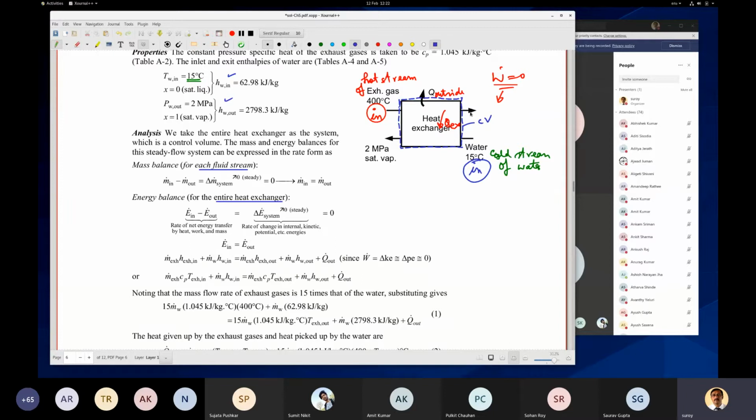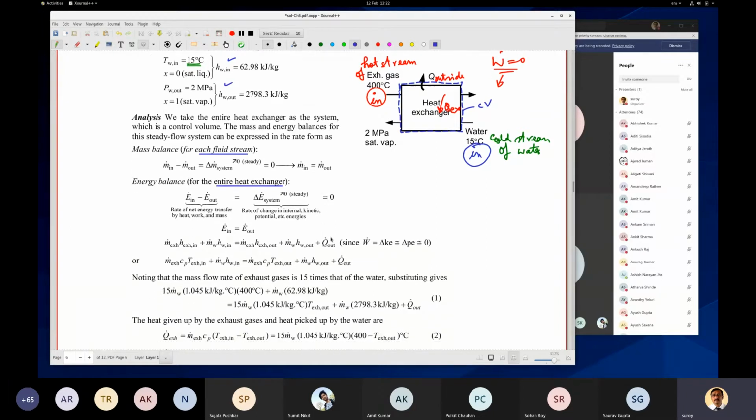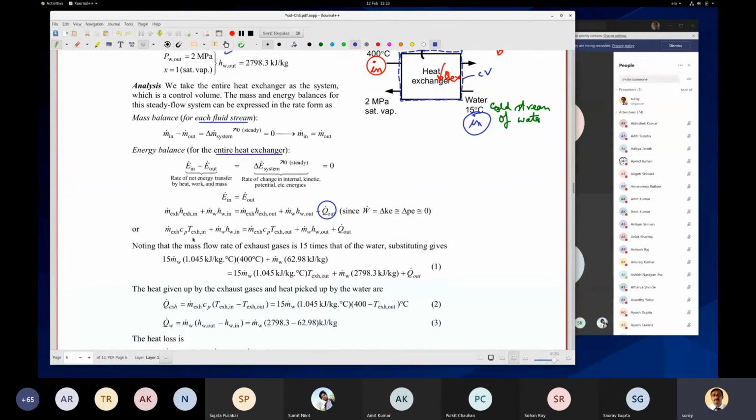So one of them property is known, another one property is not known, right? And this is Q out. So kinetic energy, if you neglect, so here what we are having is this one. Noting that the mass flow rate of exhaust gases is 15 times that of water, the mass flow rates are all known.